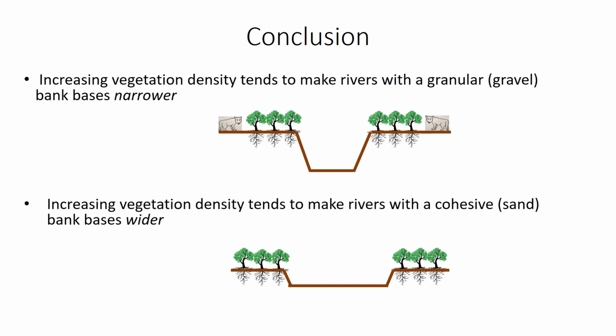Finally, I want to sum up by emphasizing the main outcome: increasing the vegetation density tends to make rivers with a granular bank basis narrower, whereas increasing vegetation density tends to make rivers with cohesive bank bases wider.